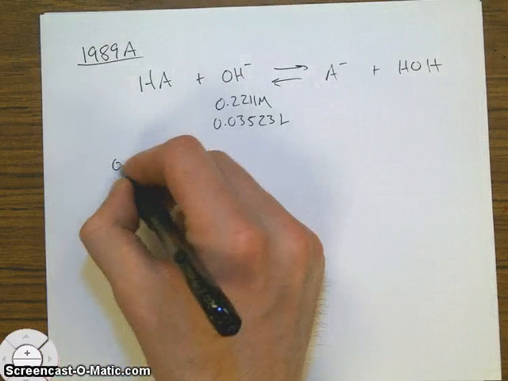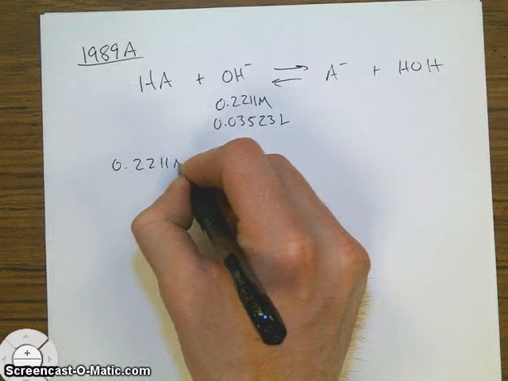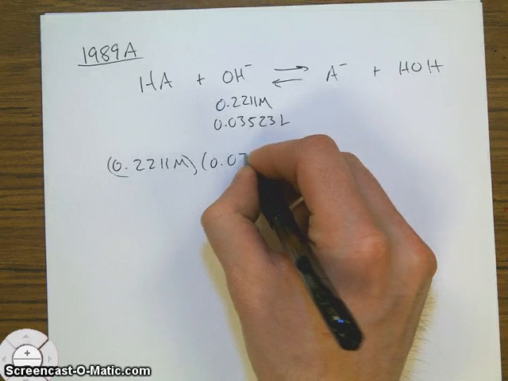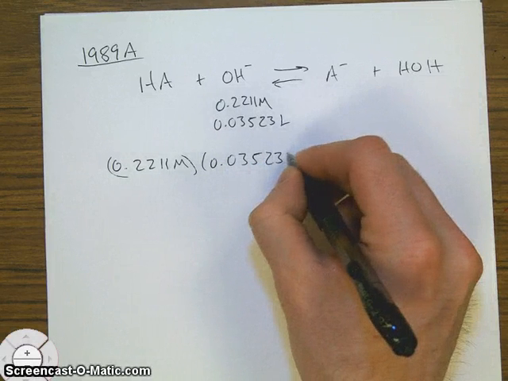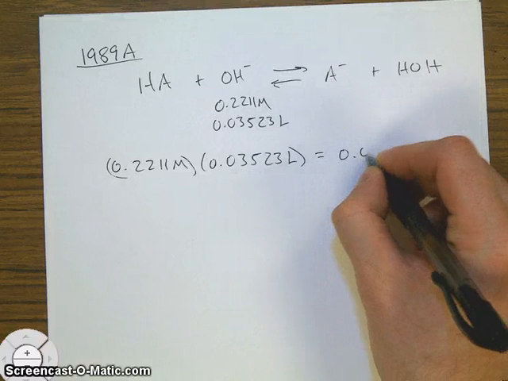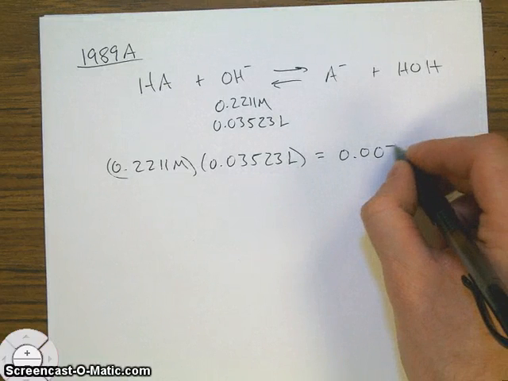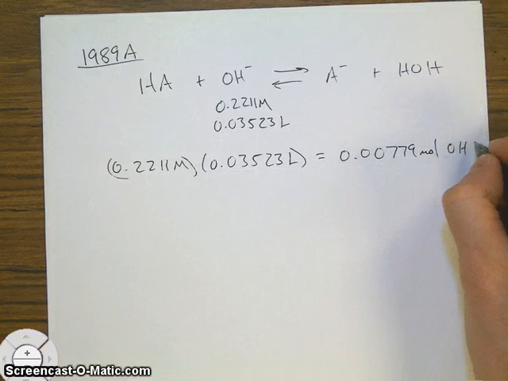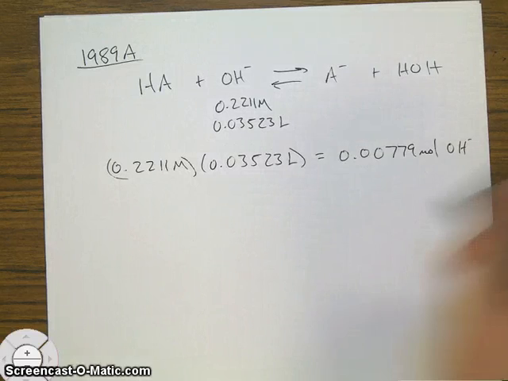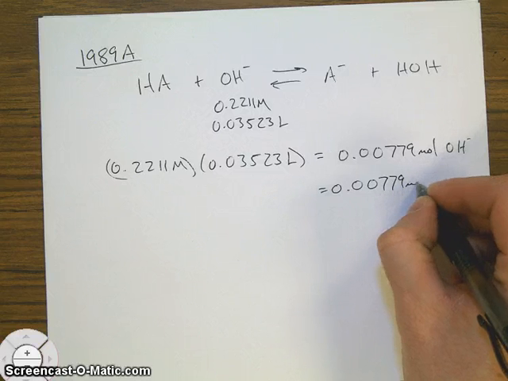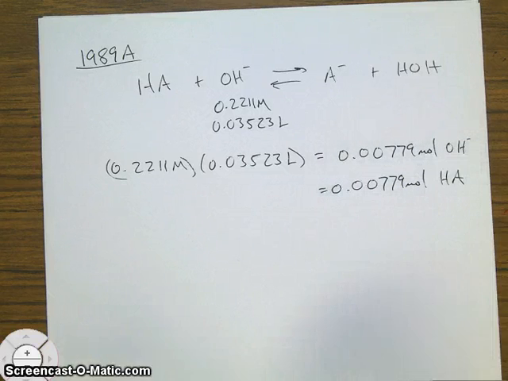So the math that we do is we set up 0.2211 molarity, which is the concentration of the base, and we knew it took this particular volume, the 0.03523 liters, to completely react with the acid. The moles that we get from this calculation will tell us the moles of hydroxide that it took to reach the equivalence point. That's the OH minus at the equivalence point, but that's also the same moles of the acid that were present in the container.